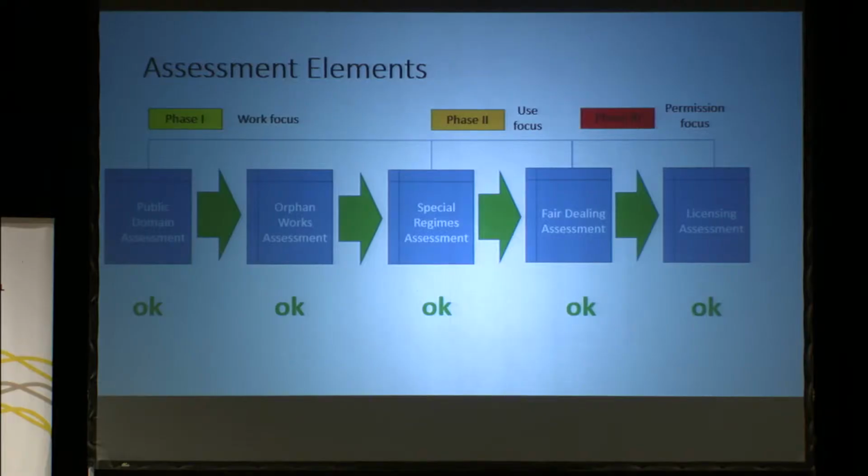Now, how do we actually assess the reusability of material? We have a whole range of steps, starting with whether it's public domain, orphan work, whether we have a special regime like public sector information, doing a fair dealing assessment, and finally a licensing assessment. For each one of them, we have already decision trees which we need to adapt depending on the types of data sets we're going to have. That's a similar schema.